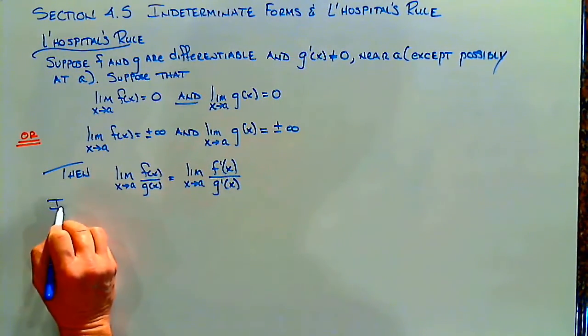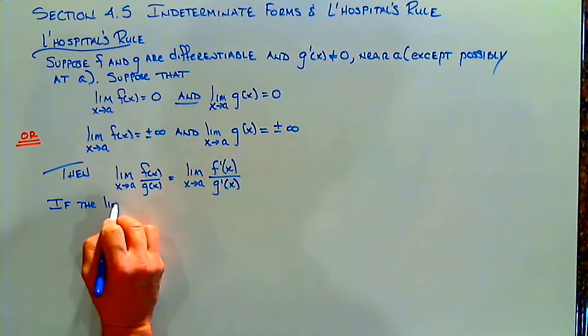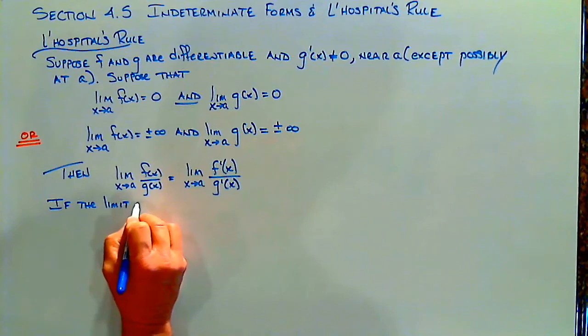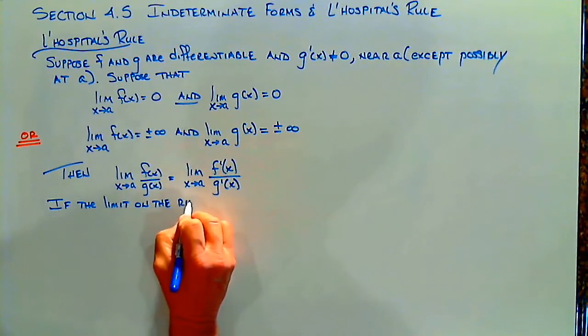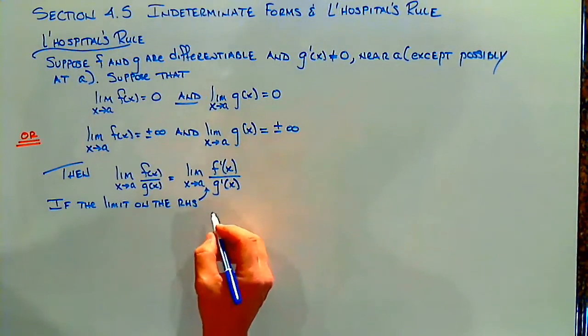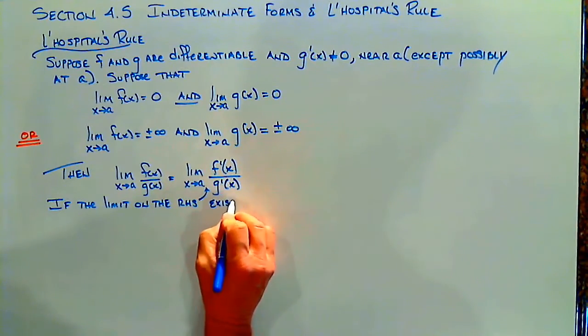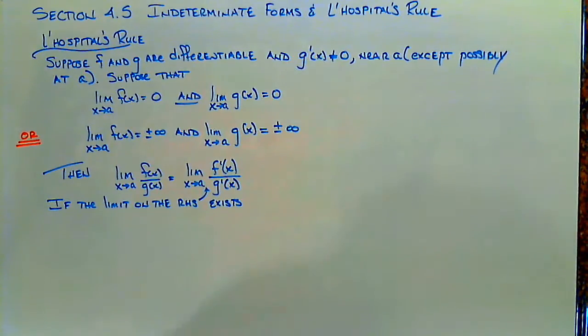If, we always put this down, right? If the limit on the right-hand side. Now, what do we mean by that? We mean this one. This limit right here. If the limit on the right-hand side exists. Okay. So this is L'Hopital's rule. This is how we are going to evaluate limits that in the past may have been a little less kind than we wanted them to be.